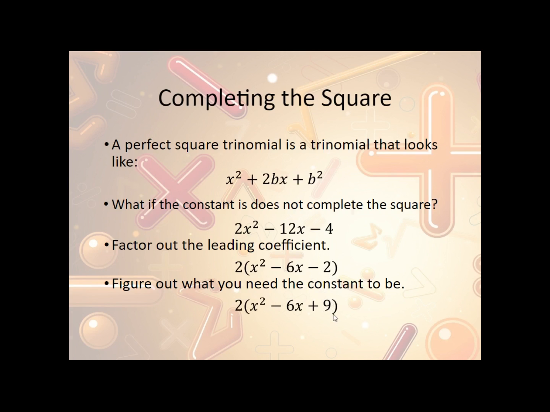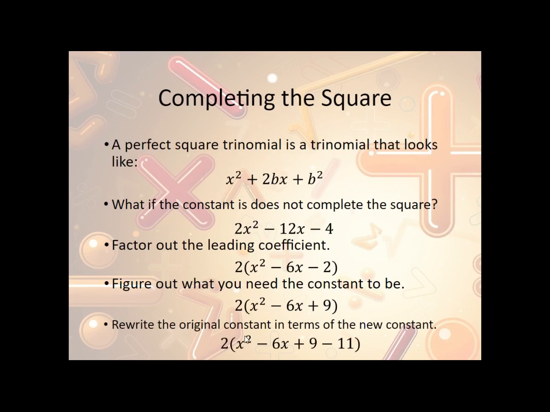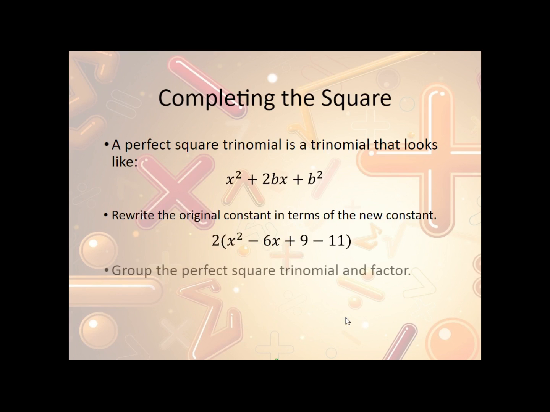So we need to rewrite this. How do we get from 9 to negative 2? Well, we subtract 11. So now we have 2 times x squared minus 6x plus 9 minus 11. Now we rewrite it as a perfect square trinomial. So we get x squared minus 6x plus 9, and that becomes x minus 3 squared.